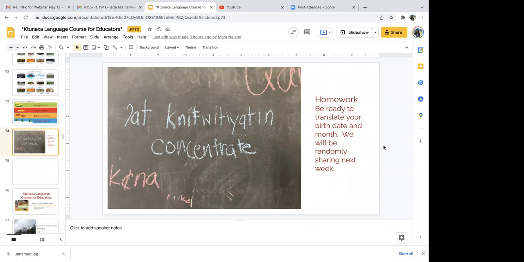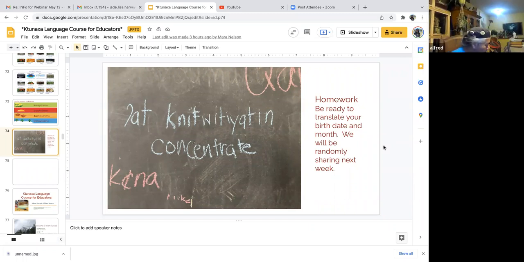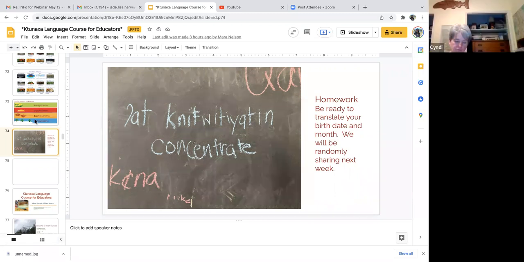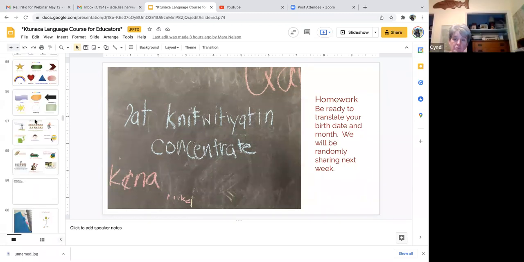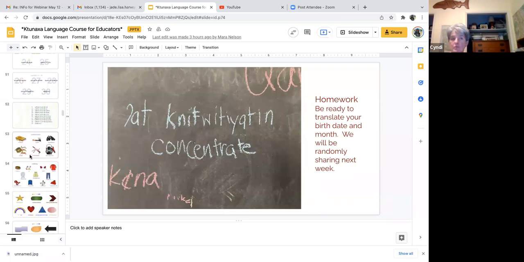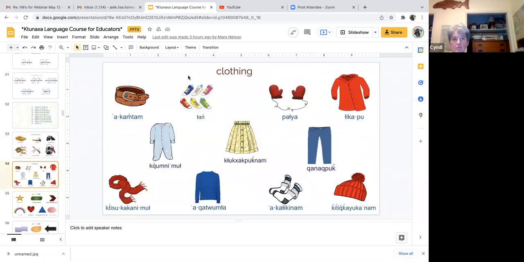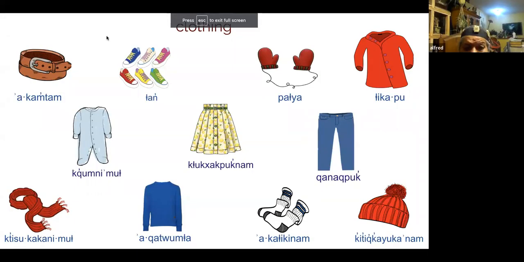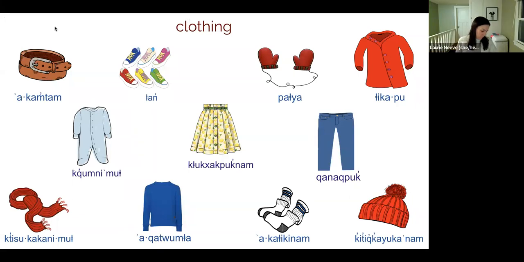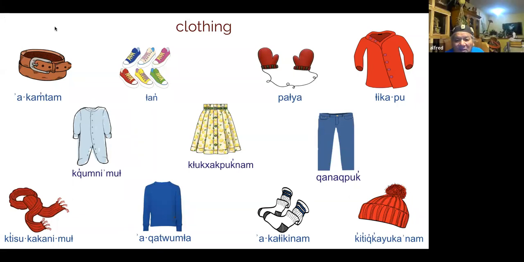Do we not have the clothing on here yet, or do you want to review the clothing? Okay, we still have some time here, so let's review the clothing. Do you want to read those?